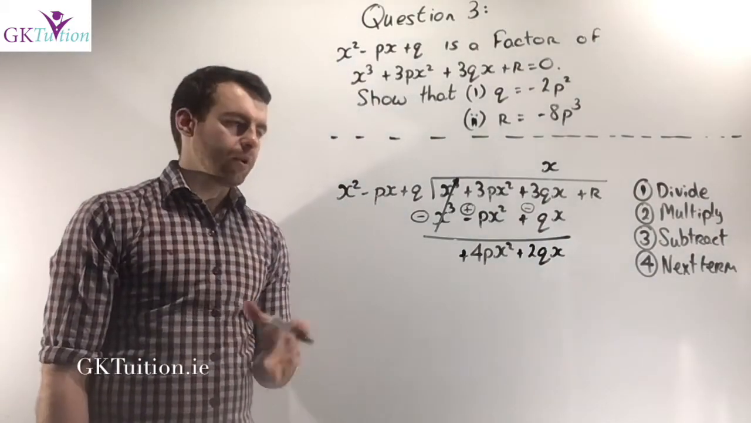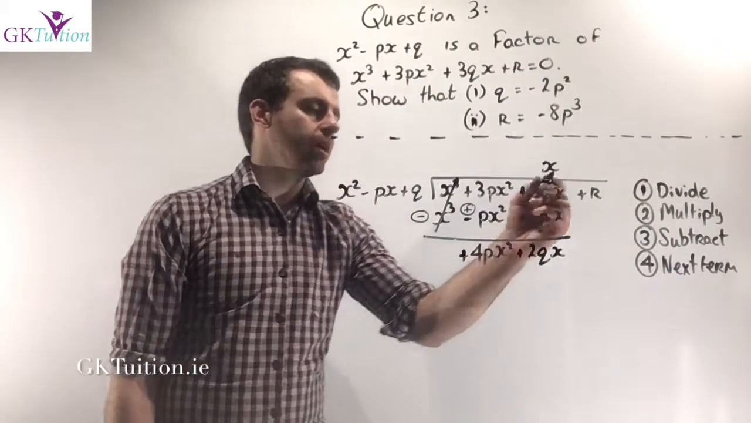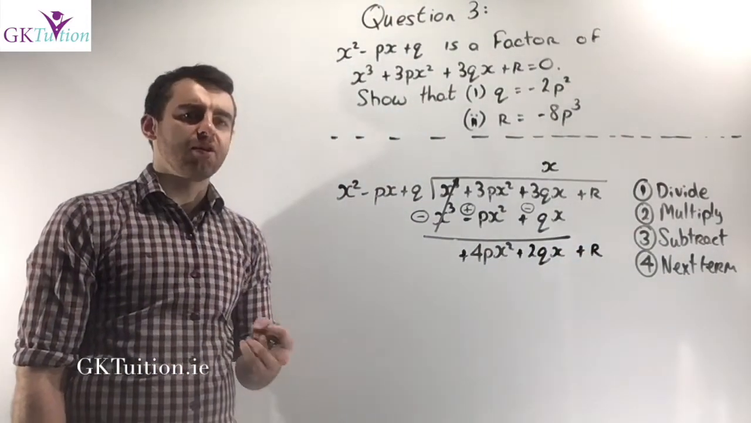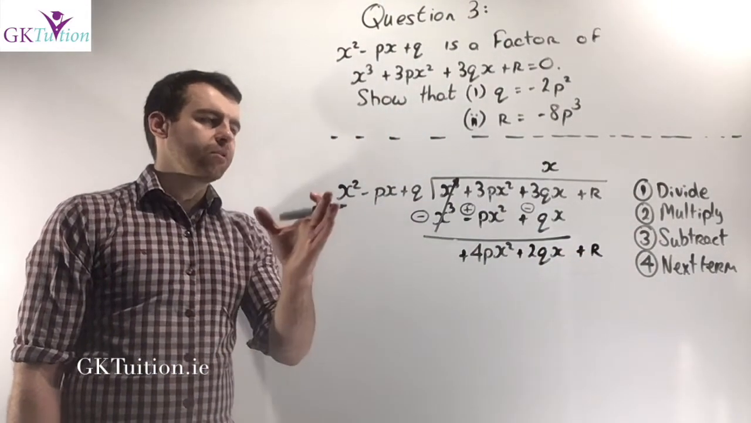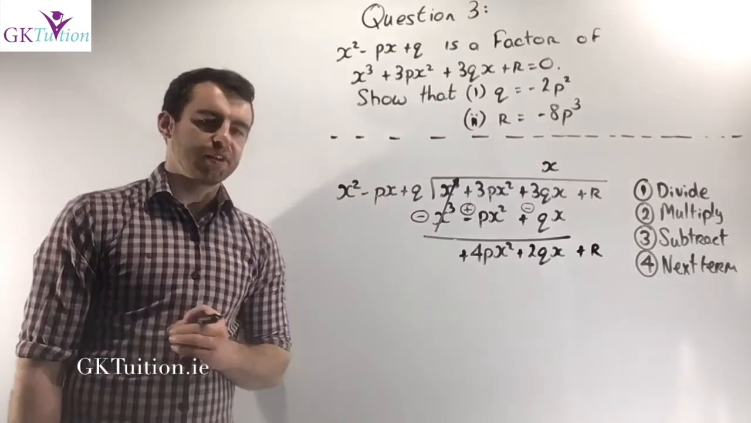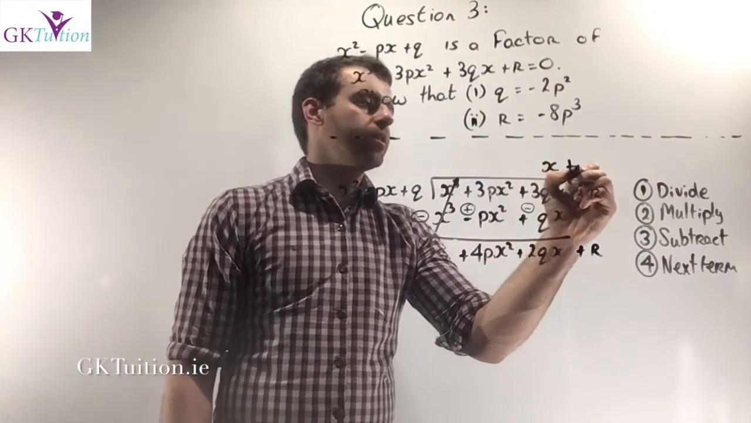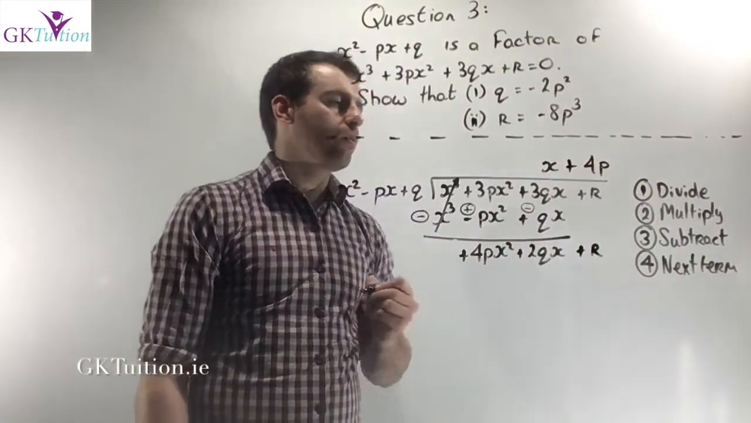The fourth step in long division is to take down the next term, and in this case that's a plus r. Now we're going to start our process all over again. The first thing we're going to do is divide the first thing here into the first thing here. X squared into 4px squared. The x squared divides into itself and I'm simply left with 4p.